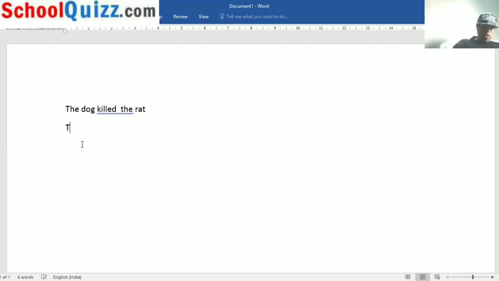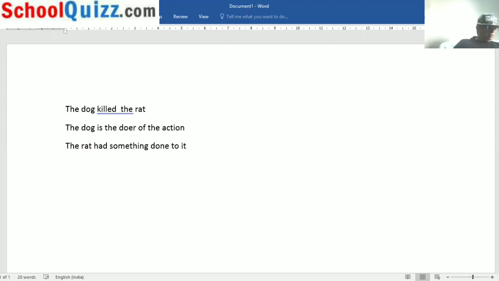So let me write that down. The dog is the doer of the action of killing, and the rat had something done to it. So the rat is the object because the rat had something done to it. So it was the receiver of the action, and the action is killing.